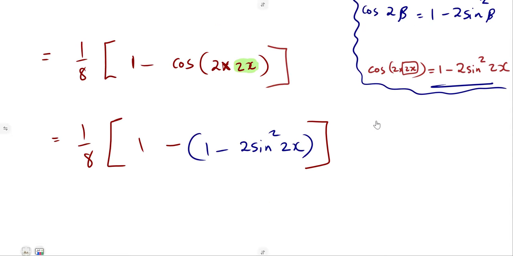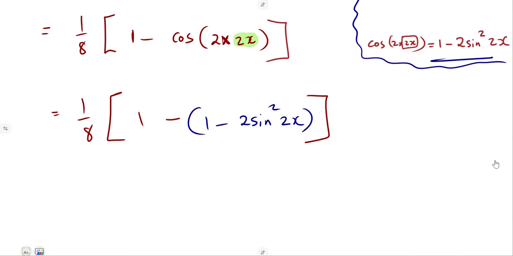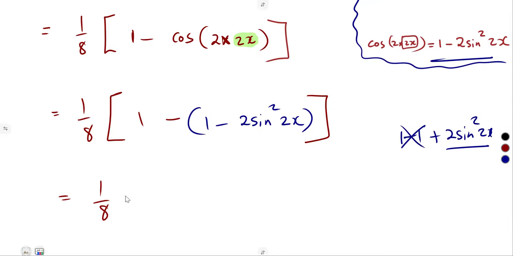All right, so let's try to simplify this, expanding the brackets. That was going to give us 1 minus, here it expands, so that's negative 1. It expands here, that's a positive 2 sine squared 2x. So 1 minus 1 cancels, you are left with this. So you are going to be left with 1 over 8 into what? 2 sine squared of 2x. This is where we are.